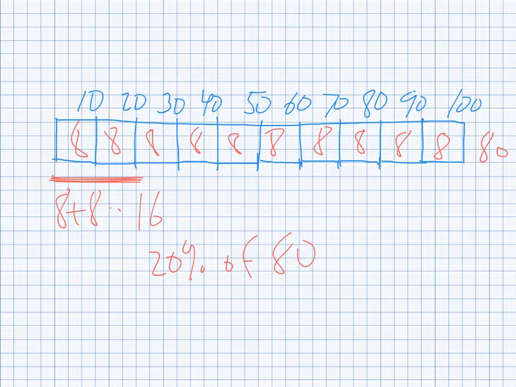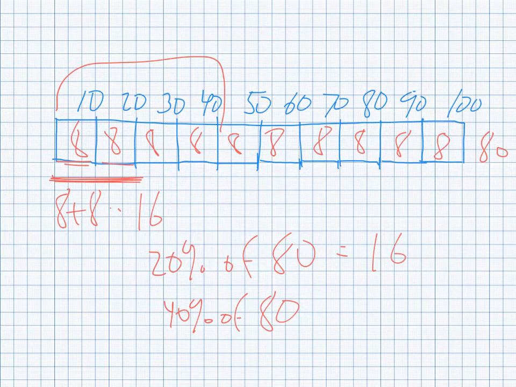What if we needed 40% of 80? We could do the same thing. We could just say, well, 40% is 10% 4 times, so it would equal 32.